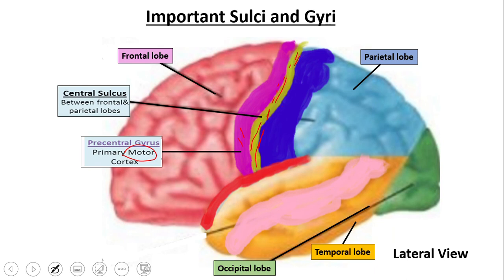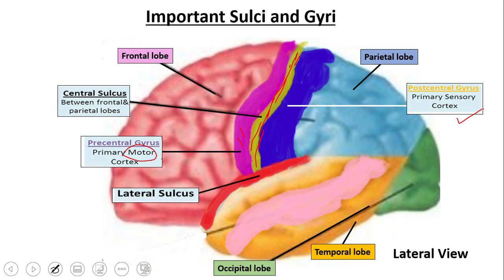And then behind the central sulcus, we have the post-central gyrus, and this belongs to the parietal lobe, and this has the sensory cortex. This sulcus here between the temporal lobe, and the frontal and parietal lobe on the other side, is the lateral sulcus. Here in the temporal lobe, we have the superior temporal gyrus, and this is the hearing center.